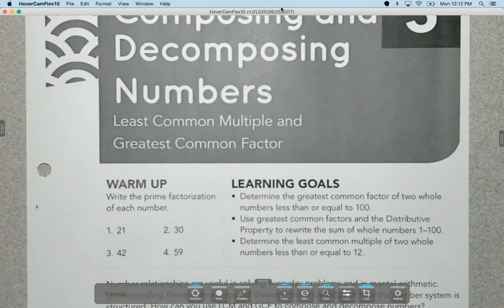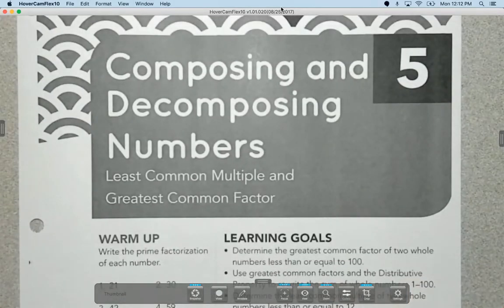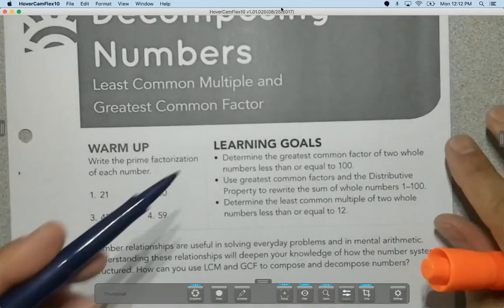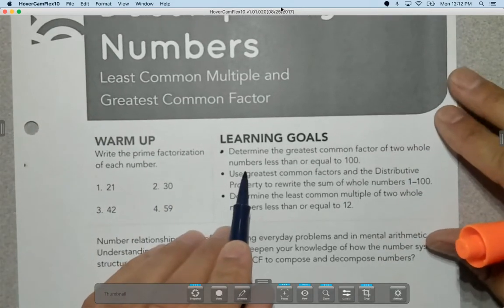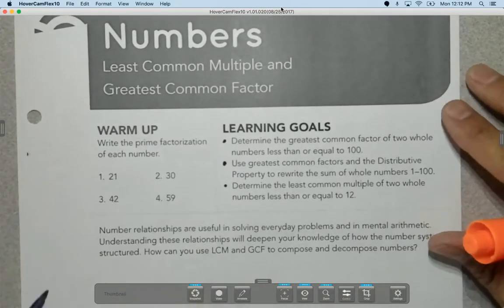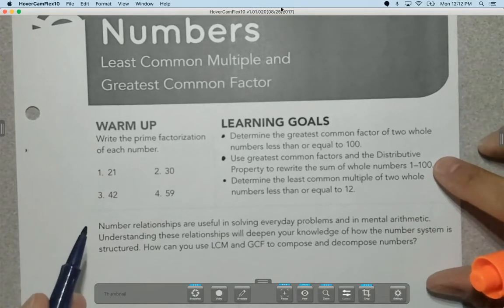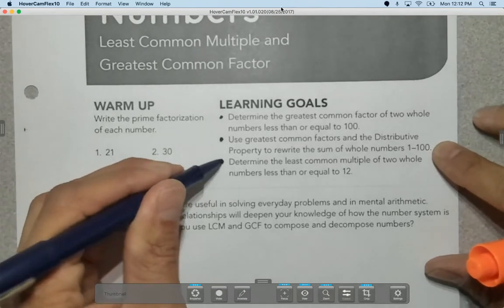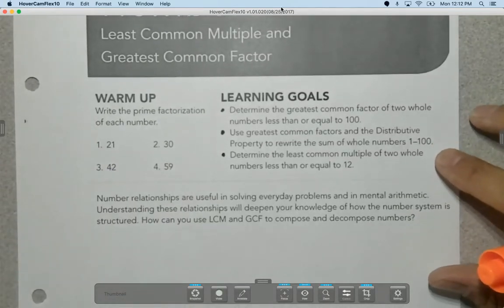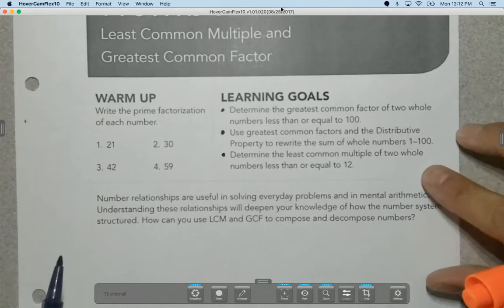All right, so what we have here is section 5 or lesson 5, composing and decomposing numbers, least common multiple and greatest common factor. Our learning goals are to determine the greatest common factor of two whole numbers less than or equal to 100, use greatest common factors and the distributive property to rewrite the sum of whole numbers 1 to 100, and determine the least common multiple of two whole numbers less than or equal to 12.